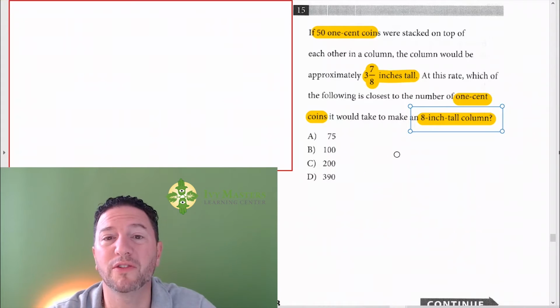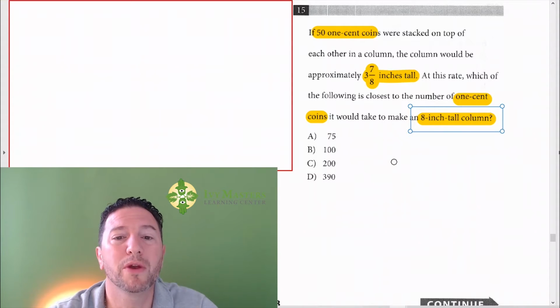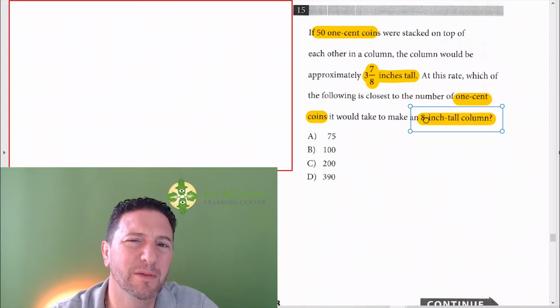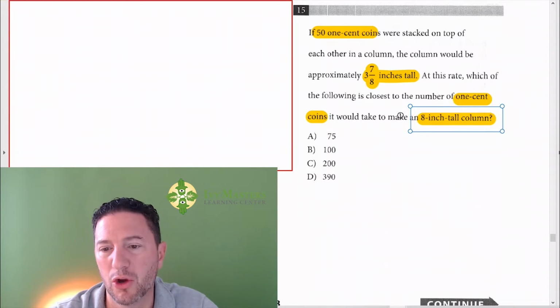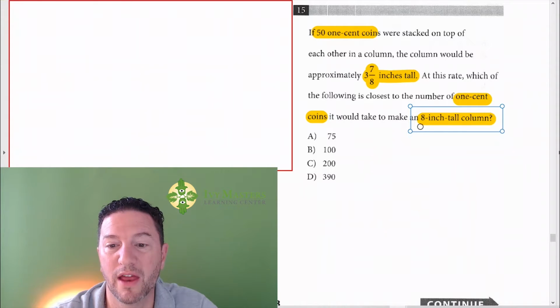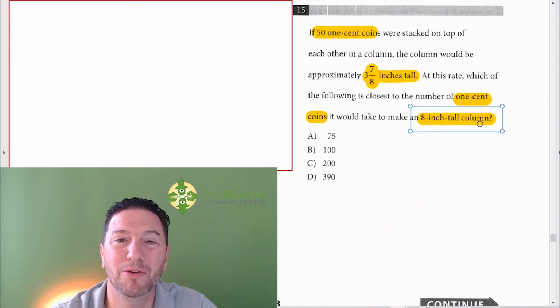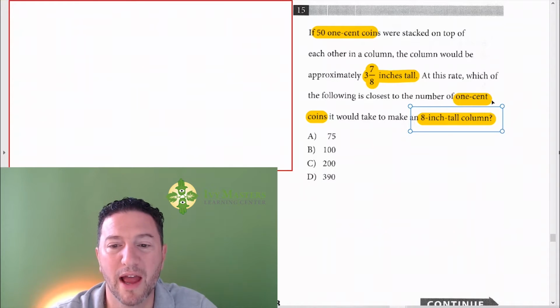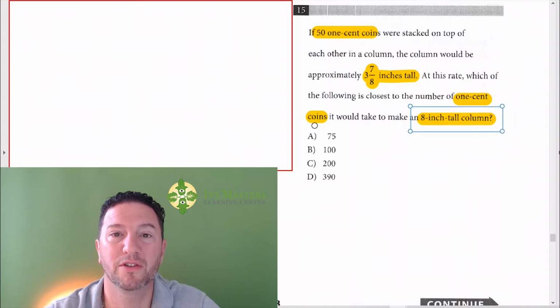How do you recognize you can set up a proportion? Well, we've got three numbers here: a 50, a 3 7/8, and an 8. And if we dig deeper, how do you know you can set up a proportion? Two have the same units: 3 7/8 inches tall and 8 inches tall. And the other has the same units as what's being asked about: it's 50 1-cent coins, and the question is how many 1-cent coins. So that's how you know you can set up a proportion.